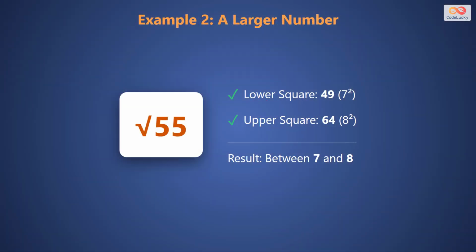Let's look at a larger number, the square root of 55. The nearest perfect square below it is 49, which is 7 squared. The nearest perfect square above it is 64, which is 8 squared. So, the square root of 55 lies between 7 and 8.